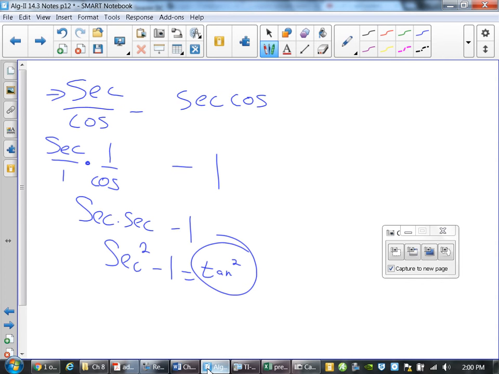There are other ways to do that. Some people have gone from this point here and gotten a common denominator. You get secant minus cosine all over cosine and worked out of that. It's a little bit messier, but you could do it.